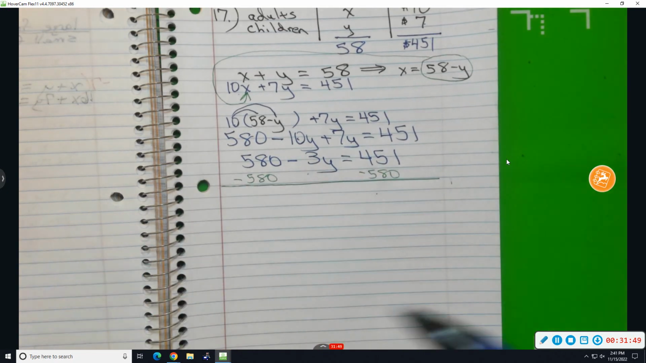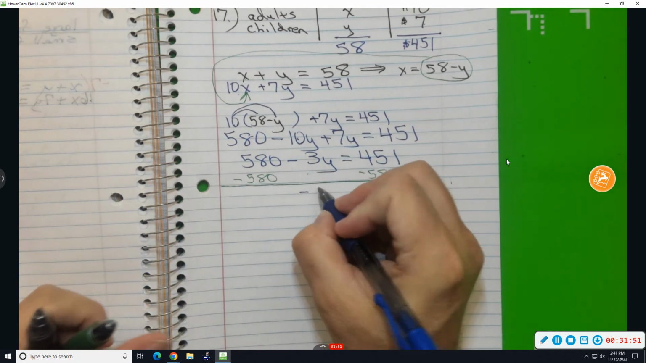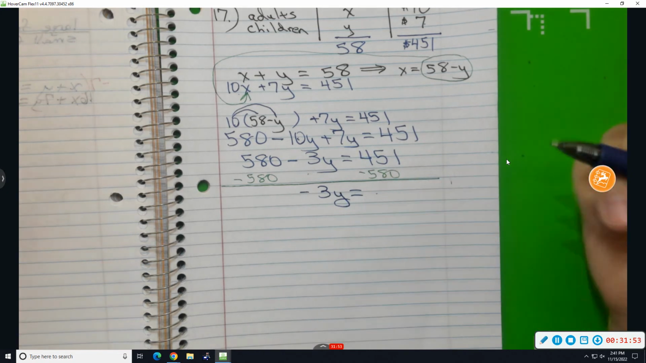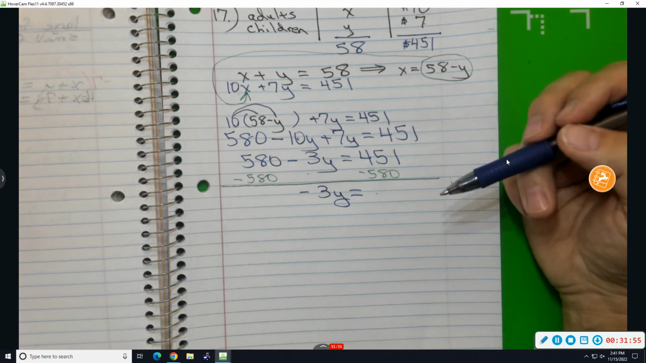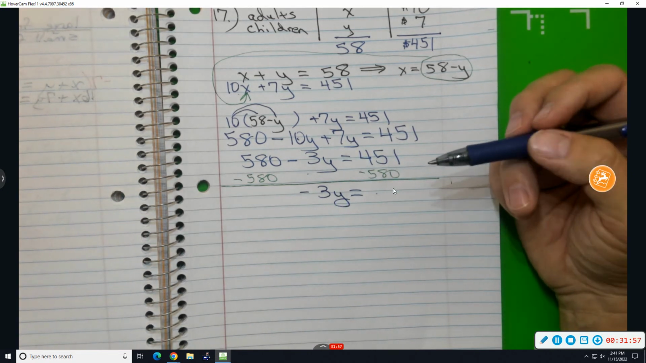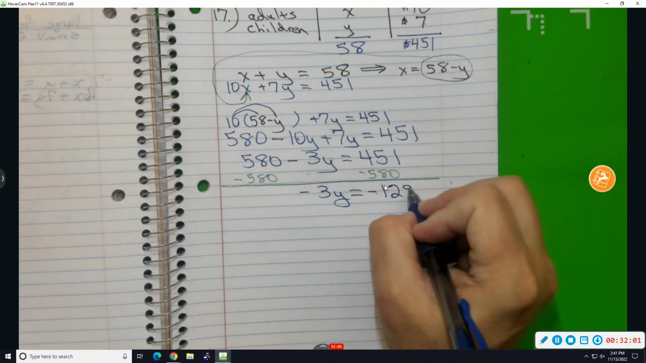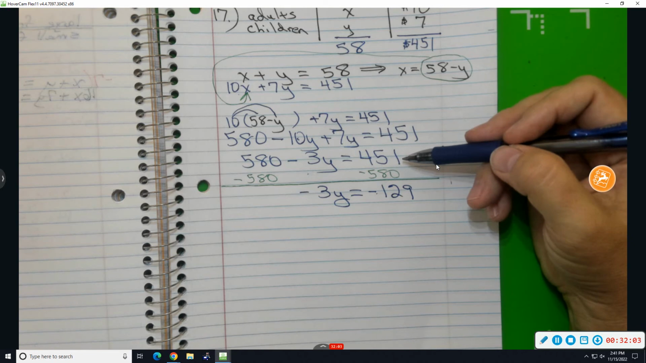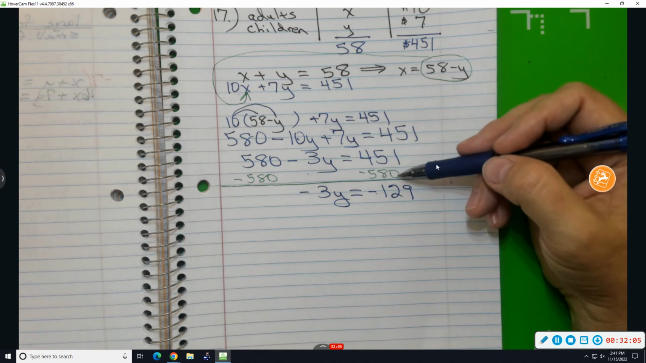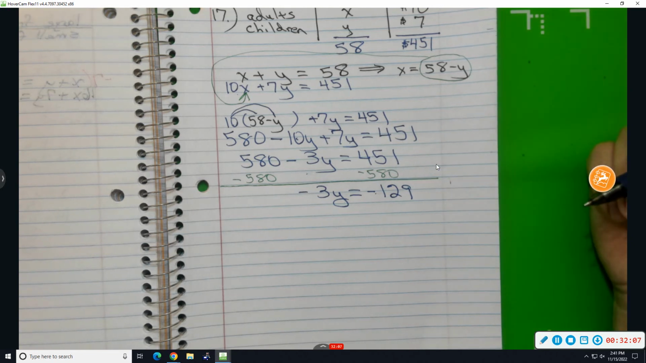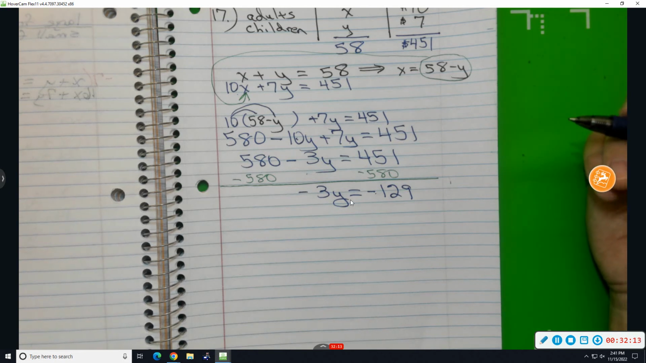So we have a negative 3y is equal to, is that a negative 139? No, 129? 451 minus 580 gives me a negative 129, and then we divide by negative 3.